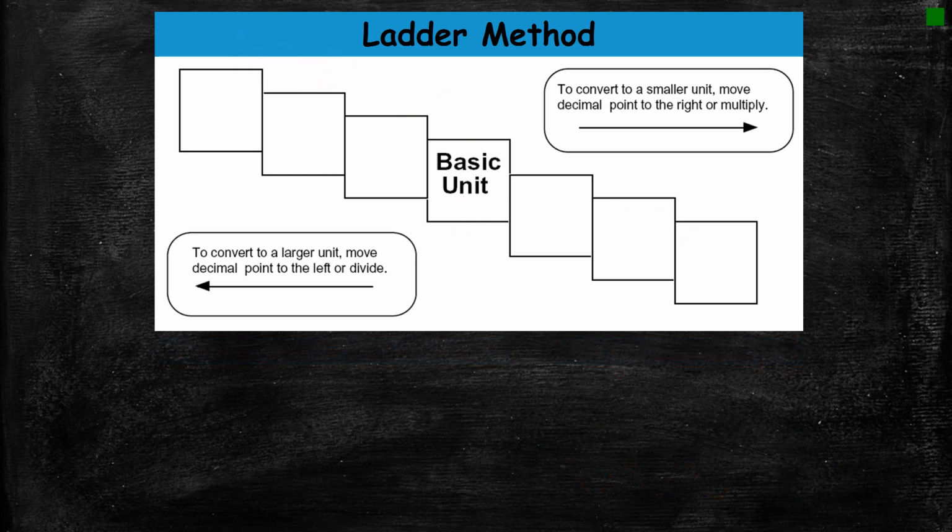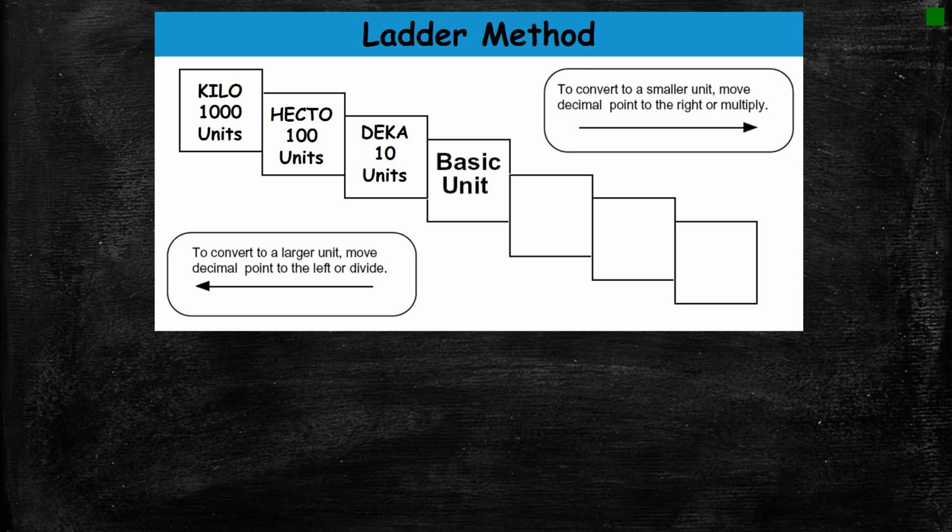Okay, so now we're going to do another problem. We're going to use a ladder method, but before we do, we have to do a little review. See if you can remember what goes in this box. Kilo, correct. Kilo is 1,000 units. Next, we have hecto, which is 100 units. And then deca, which is 10 units.